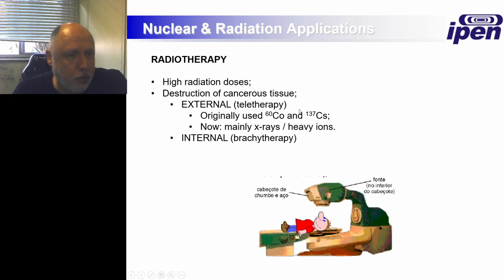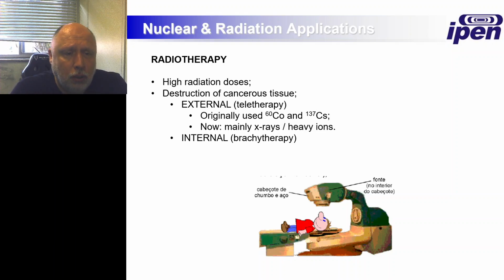We call them teletherapy. From the Greek, it means therapy at a distance. Meaning we have a radiation source outside us, and the radiation will just get to the tumor. Originally they used cobalt-60 and cesium-137 sources, very strong sources, inside a steel and lead head. You had the source here, a very collimated source, and you point it exactly to where you want.